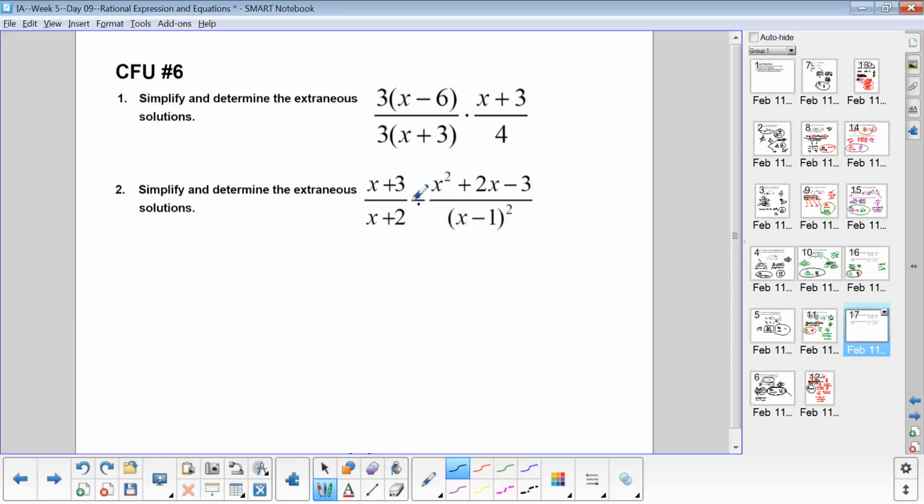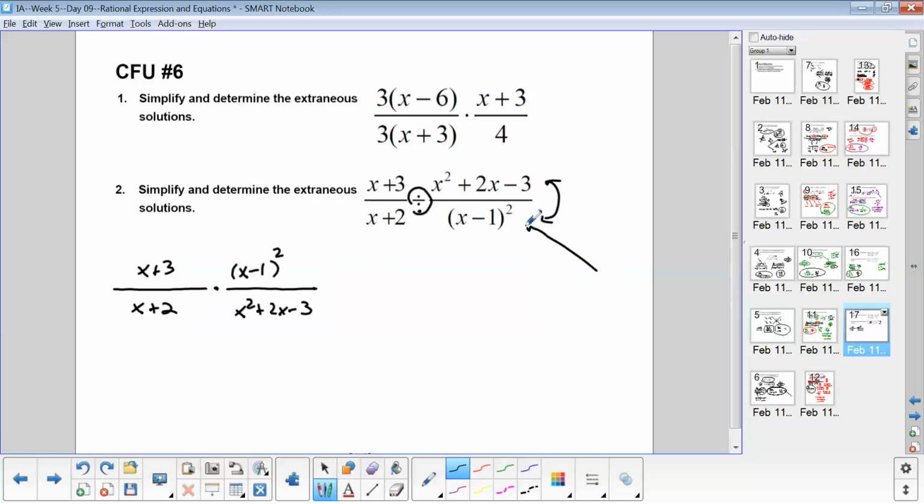Number 2, notice you see the division. So that would be x plus 3. And some students like to just go ahead and rewrite it as multiplication, which means you're going to have to reverse these, take the reciprocal. So that would be x minus 1 quantity squared and x squared plus 2x minus 3. So I rewrote it as multiplication, but I took the reciprocal of this ratio.